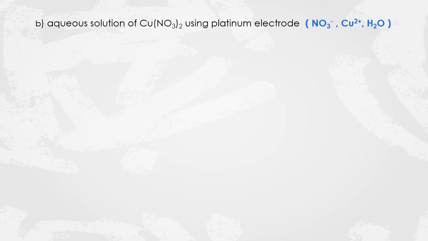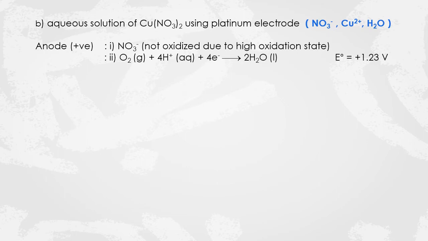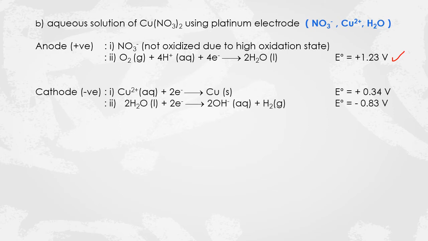Let's start with anode, the positive terminal. We're going to attract anions of nitrate and also water. But since nitrate is very high in its oxidation state, it cannot be oxidized, and we are going to take water automatically. And for cathode, the negative terminal, we're going to attract cations of copper and also water. Cathode will always undergo reduction, therefore they will favor a more positive value. So if we compare between copper and water, copper is expected to be discharged at the cathode.